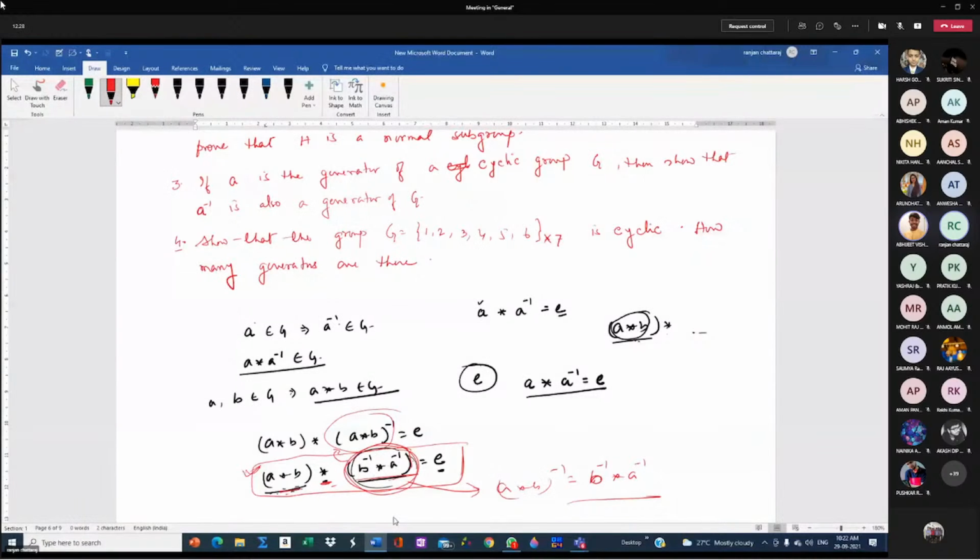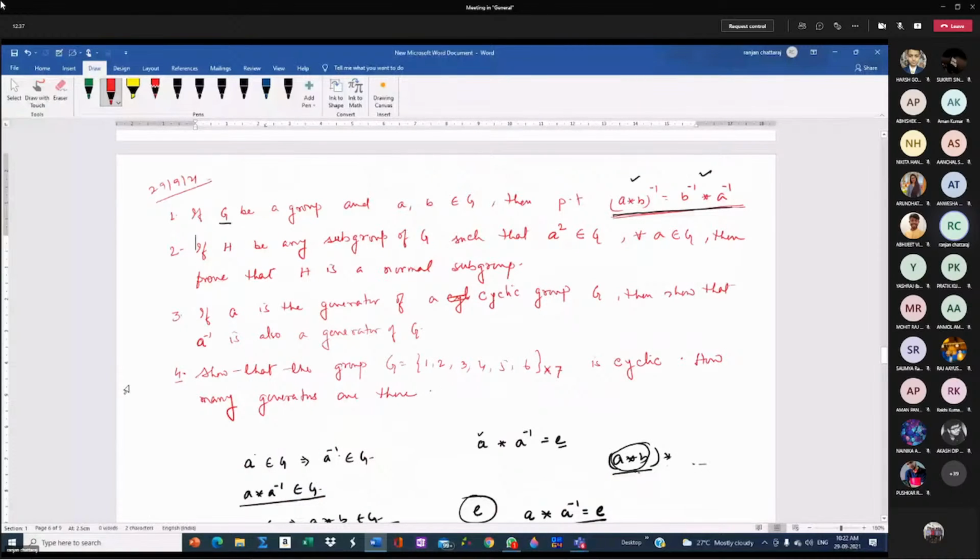Can you show the second question? The second question is: if H is a subgroup of G such that A square belongs to H for all A, then prove that H is a normal subgroup. How to prove this normal subgroup? H is a subgroup. Okay. Think about this.